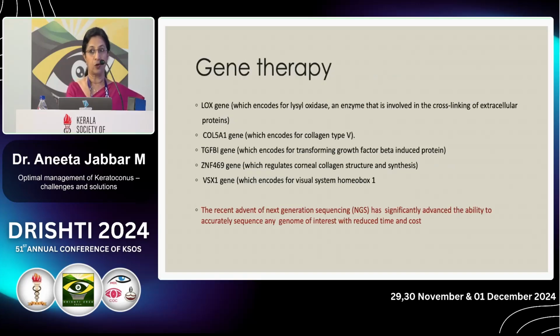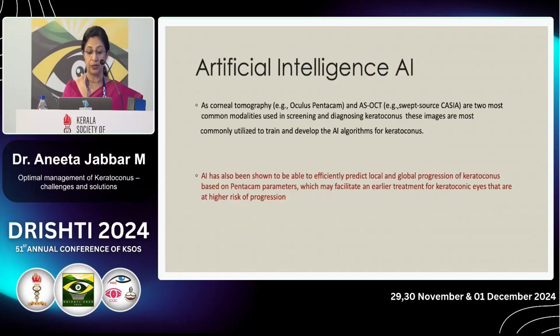Then gene therapy is also happening. The recent advent of next generation sequencing has significantly advanced the ability to accurately sequence any genome of interest with reduced time and cost. These are the genes, examples of genetic mutations happening in keratoconus patients. And also, artificial intelligence has a major role, as corneal tomography and ASOCT are the two most common modalities used in screening and diagnosing keratoconus. These images are most commonly used to train and develop the AI algorithms for keratoconus. AI has also been shown to efficiently predict the local progression of keratoconus.